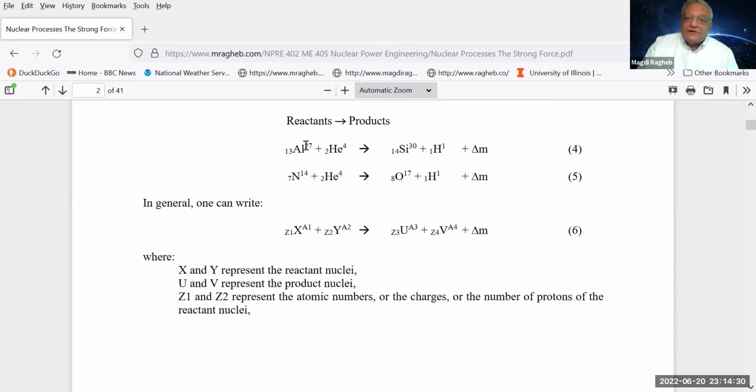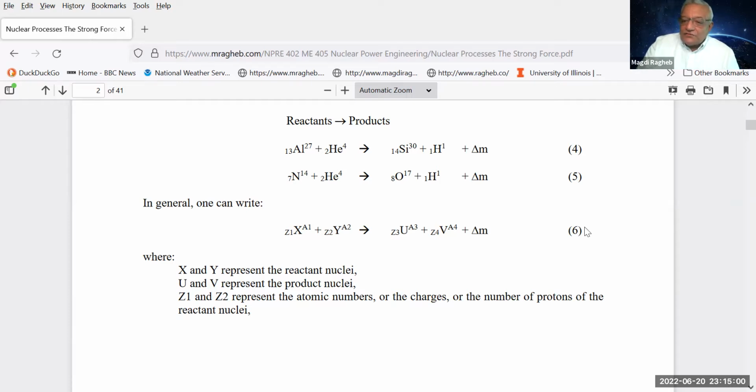So you have 27 here, protons plus neutrons in the aluminum, combined with 4. You'll find that in the products, 30 plus 1 should be equal to 27 plus 4. Here, 14 plus 4 should be equal to 17 plus 1. So here we are conserving the charge and we are conserving the nucleons, so that we can establish the relationship between the reactants and the products.